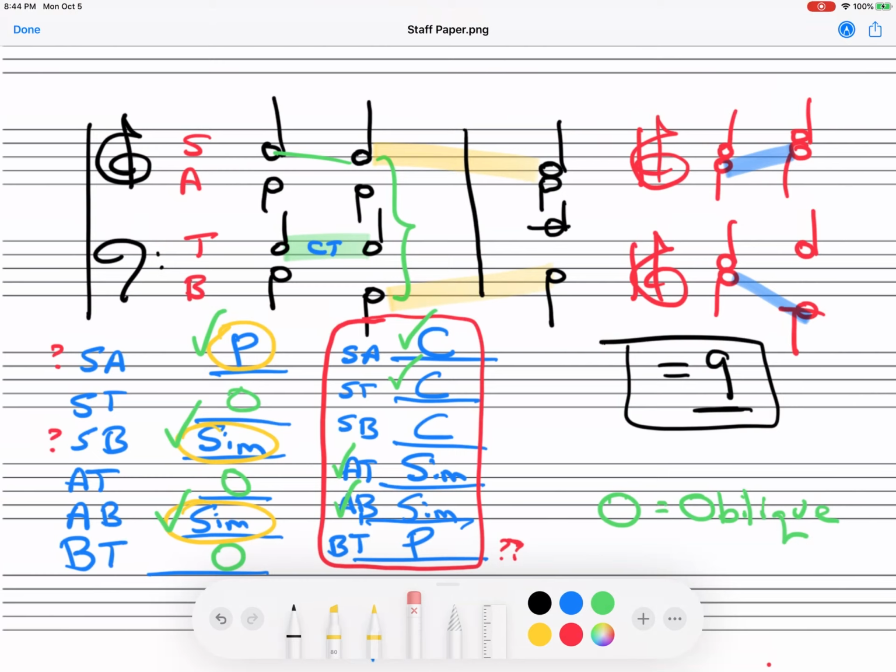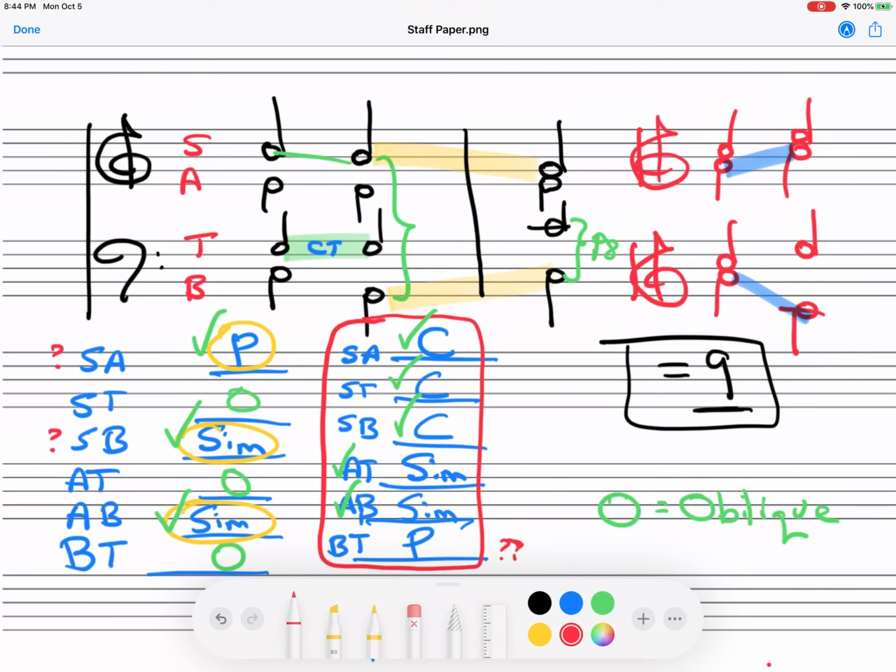Okay, we only have one thing left to check, and that is the bass and the tenor. So let's take a look at the bass and the tenor. Well, you can see both of them are moving up a fourth. And we know it's parallel. Also, here's the problem. This interval here is a P8.